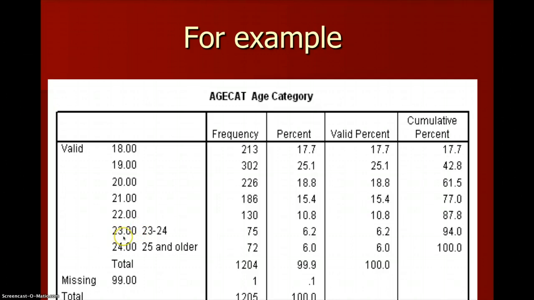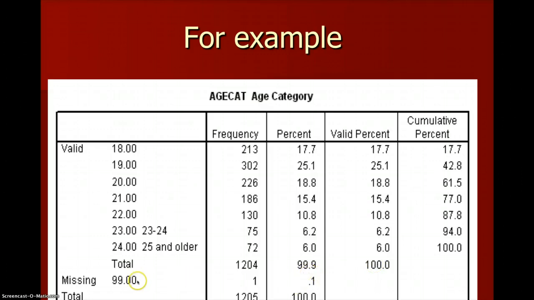Now, we get down to 23. What they actually mean is 23 and 24-year-olds. So there's 75 of those, 6.2%. And there is a group called 24, which is actually anybody that's 25 and older. 72 of those, 6%. And we're going to see something odd here.